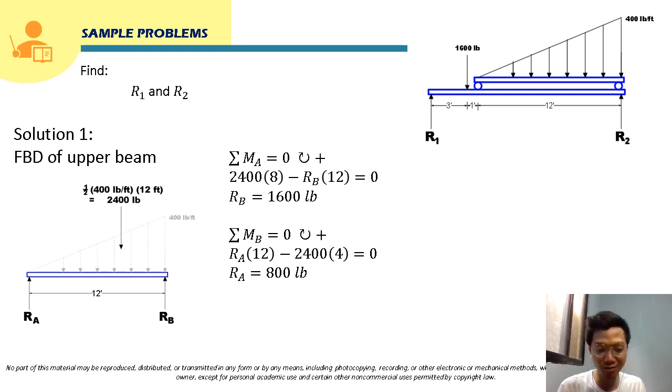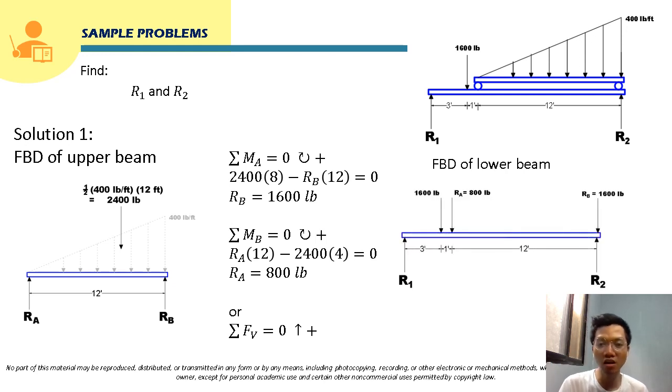So class, do not box these answers. These are not the items that we are solving here. We are solving for R1 and R2, not for RA and RB. We just solved for RA and RB because we're going to transfer these reaction forces to the lower beam. So redrawing now, or constructing now the free body diagram of the lower beam. This is the lower beam. It carries a 1,600 pound load, and at this point, the reaction force at A, or RA, will be transferred at this same point. So this will be RA, and our RA is 800 pounds.